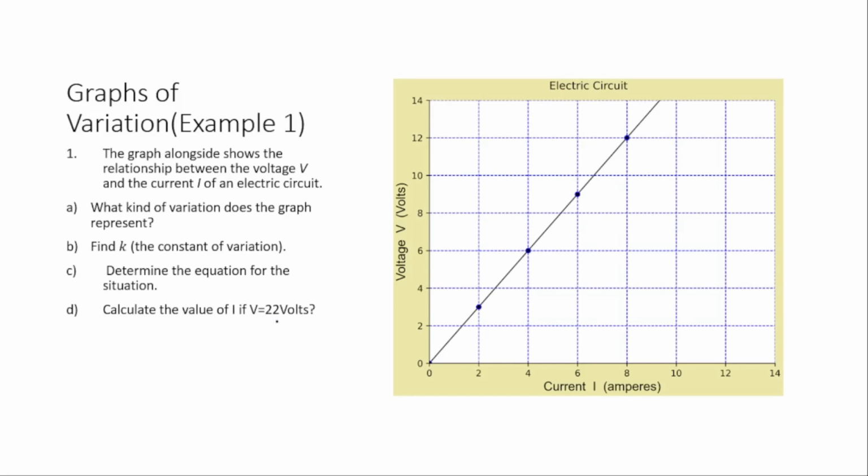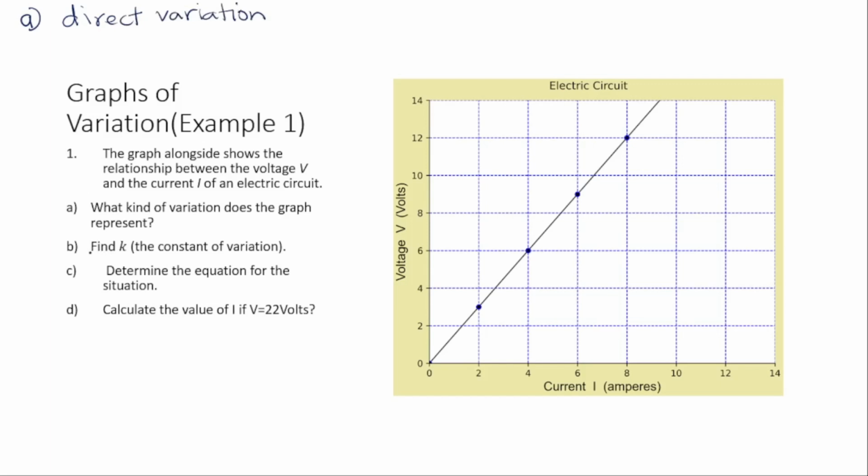Let's start with part A. I'll write part A just on top there. What kind of variation does a graph represent? When you look at this graph, the straight line is passing through the origin. Therefore, it is a direct variation.